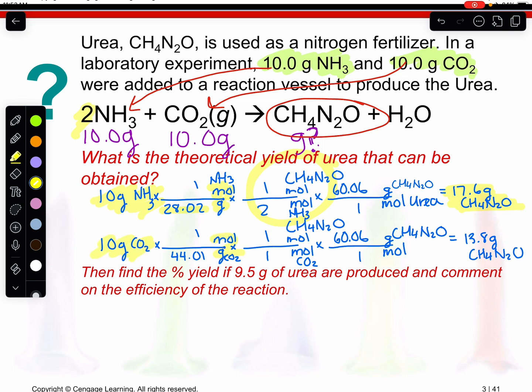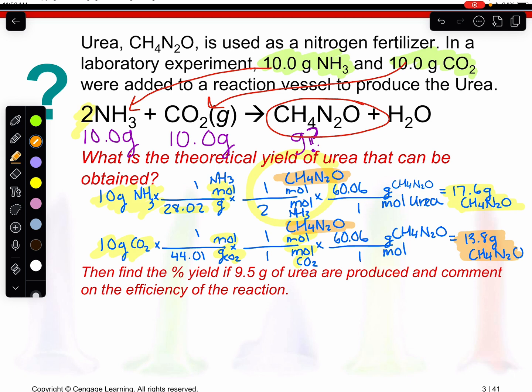So you can see here, I started again with the CO2 and went to moles, did a mole ratio, again going to that exact same thing. Okay, you have to compare apples to apples. Went ahead and went to grams, and this one produced 13.8 grams of the urea.